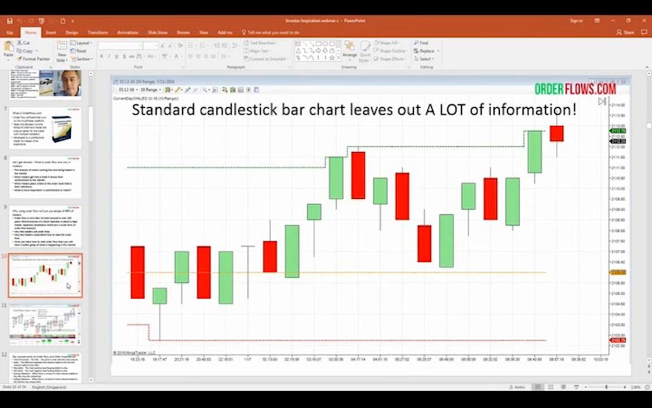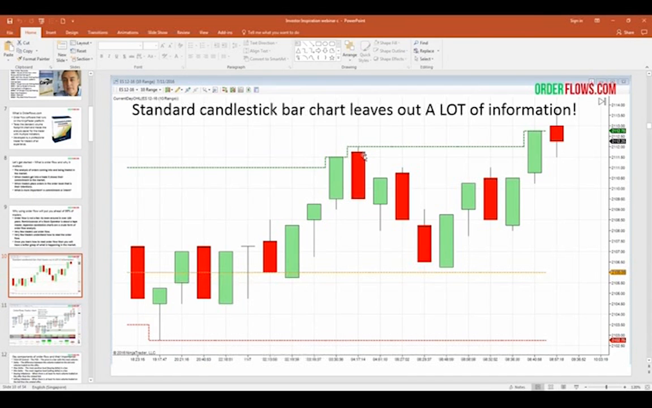So this is the standard candlestick bar chart, right? It has a lot of information, but it still leaves out a ton of information. Okay, it's colorful. Honestly, when I first started trading, I loved candlesticks. I thought they were the greatest thing since sliced bread, that they were colorful. They give you a quick visual representation of what the market's doing. The market closed higher than where it opened, and it can tell you if it probed lower or probed higher before closing.